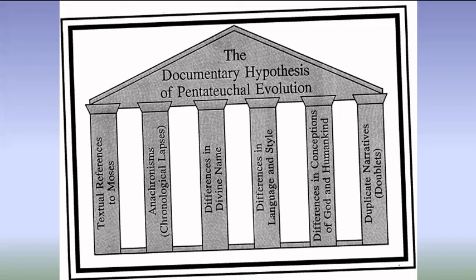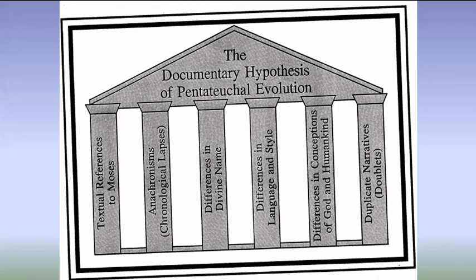Another anachronism is the reference to the camel being a domesticated beast of burden in Genesis chapter 24, verses 10 through 14. The argument goes that camels weren't domesticated until about 1000 BC. The response is that camels have recently shown up on cuneiform tablets that date to about the 18th century BC, right smack dab in the middle of the time of the patriarchs.